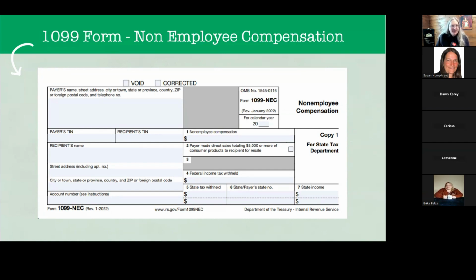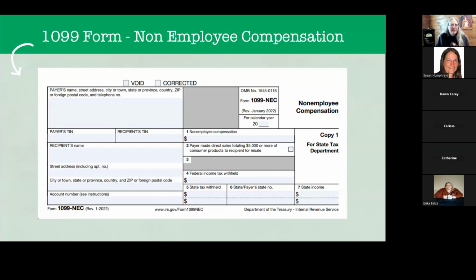Box 1 is where we put the non-employee compensation in that we're going to discuss all the rules for in the coming slides here. And again, the payer made direct sales totaling 5,000 or more in consumer products to the recipient for resale.